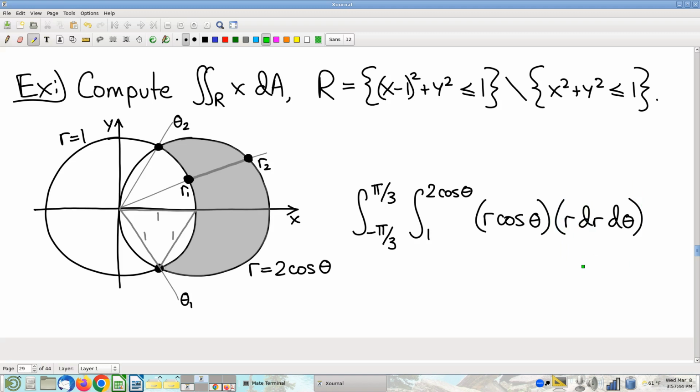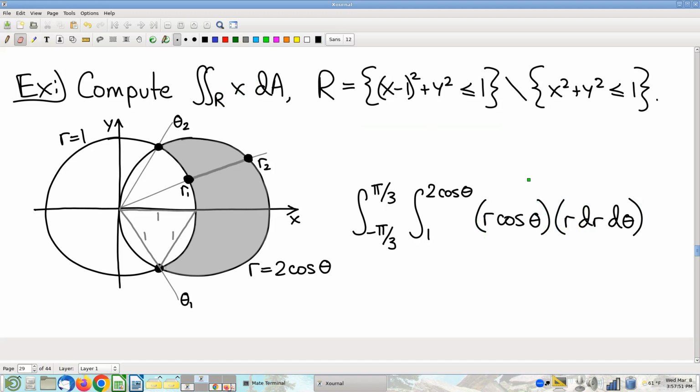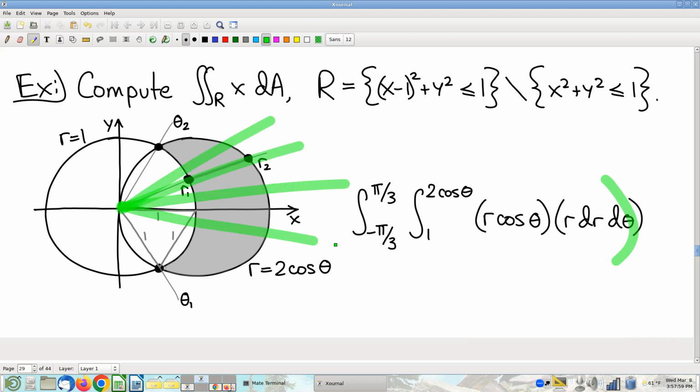Okay, so let's see here. Oh, and then of course x is r cosine theta. That's easy as well. Okay, so what can I say about my theta slices? Theta slices, of course, emanate out of the origin like this.